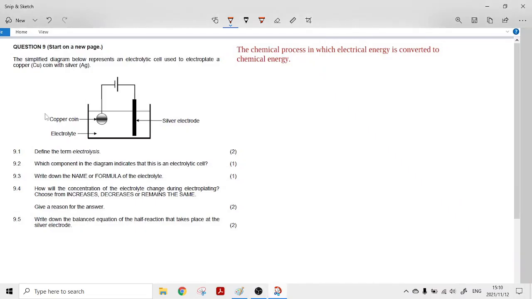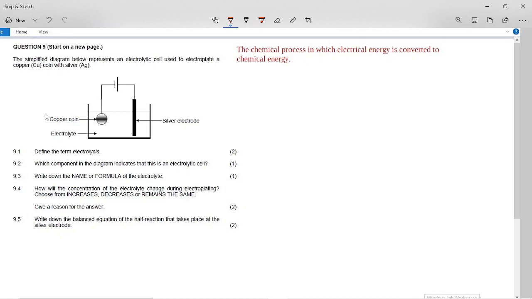Okay, this is the November 2020 paper 2 question on electrolytic cells. It's question 9. It says the simplified diagram below represents an electrolytic cell used to electroplate a copper coin. Here's our copper coin with silver, and here is my silver electrode on the other side. Okay, it says define the term electrolysis.